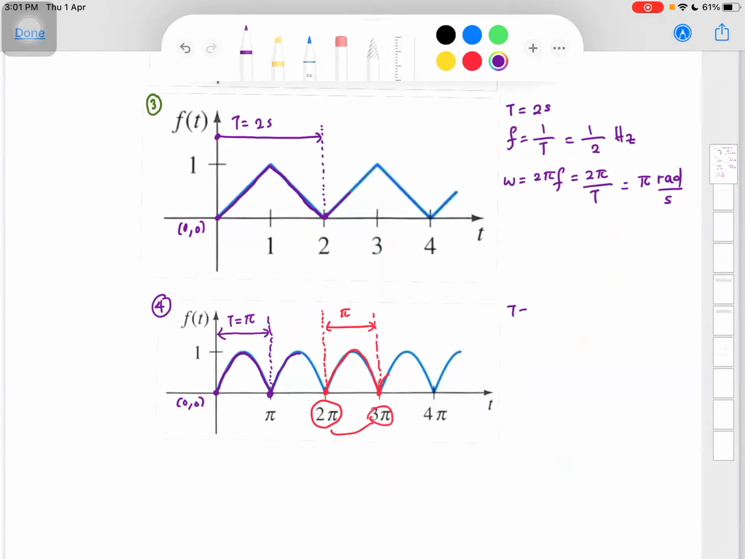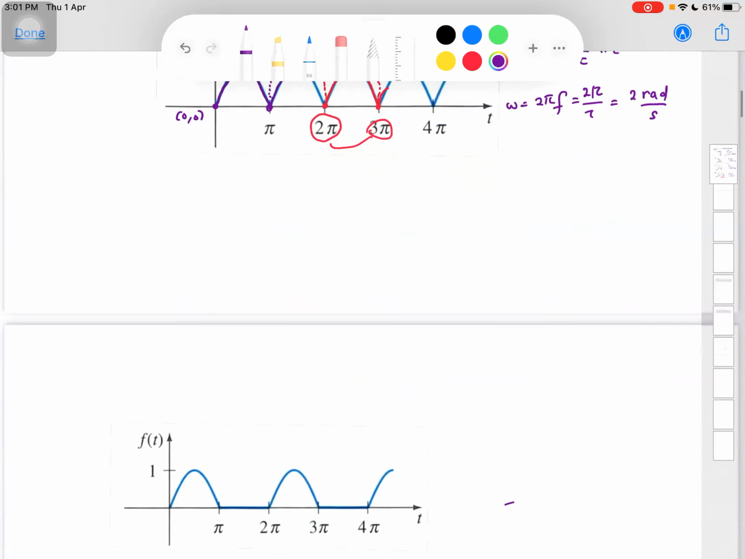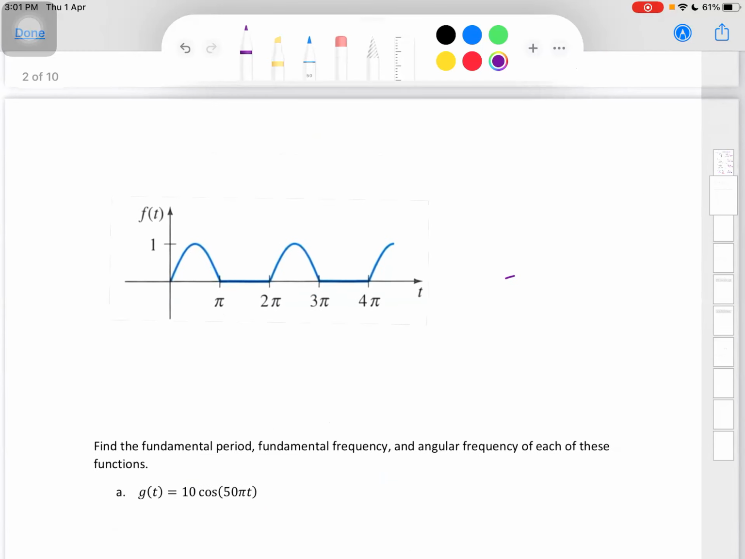fundamental period, which is T equals pi seconds, and the fundamental frequency is 1 over T, so 1 over pi hertz, and omega is equal to 2 pi f, or you can use 2 pi over T, so it will be 2 radian per second. Okay, now another signal, number 5.